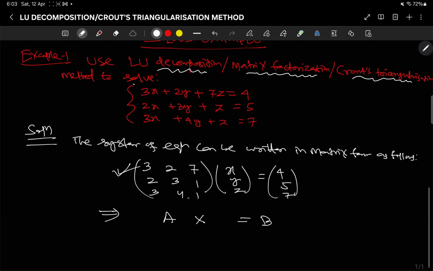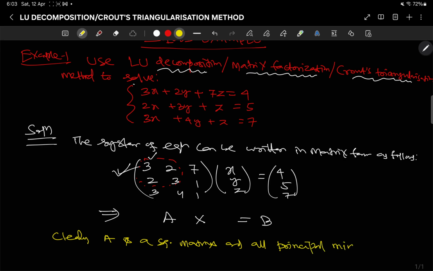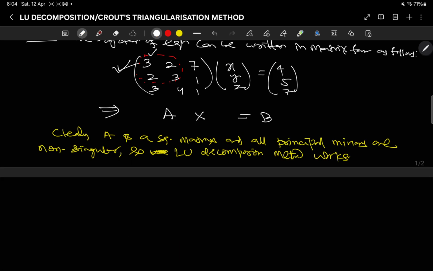Now you see this A here, the principal minor is not equal to 0, and if I take this determinant, this is also not equal to 0. If I take the entire determinant, this is also not equal to 0. Clearly A is a non-singular matrix, A is a square matrix, and all principal minors are non-singular. So the LU decomposition method works.